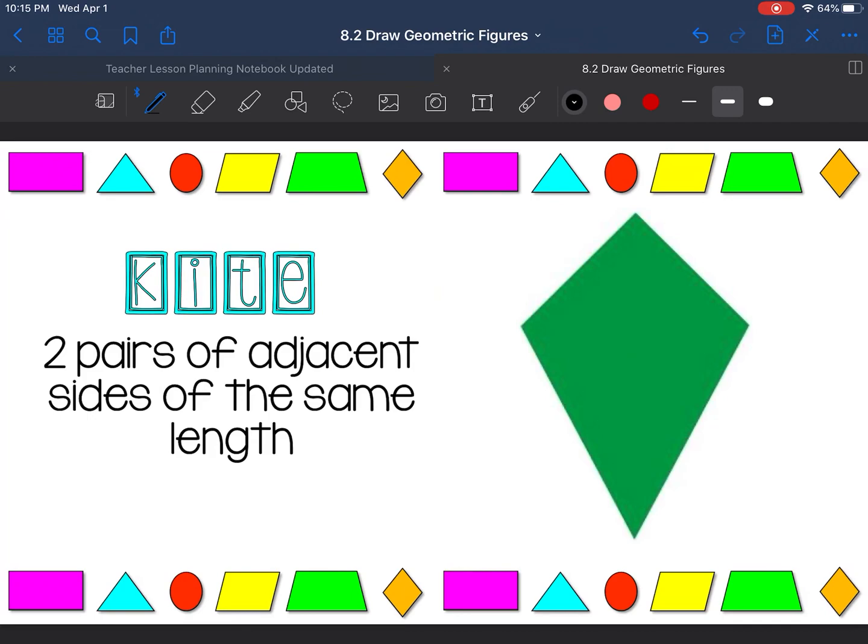All right, let's move on to a kite. Oh, a kite's so fun. We can put a little string here, put a little ribbon. All right, okay, moving on.